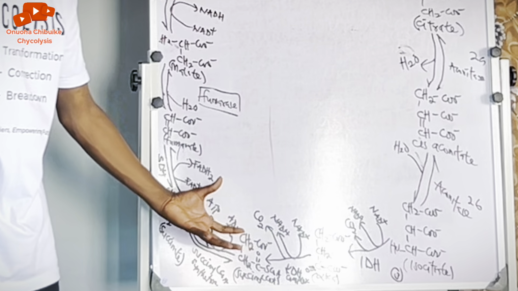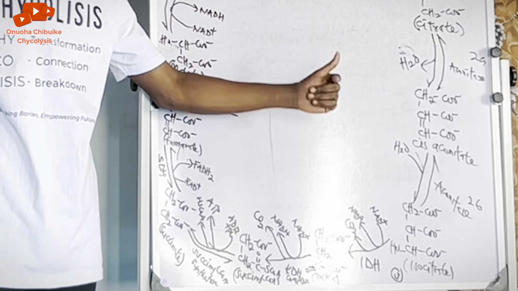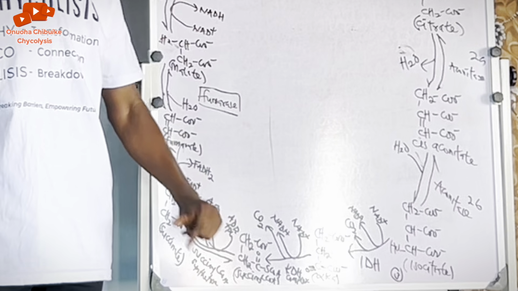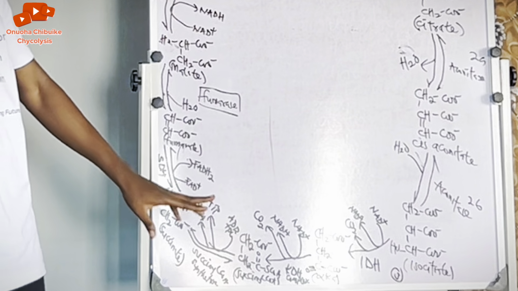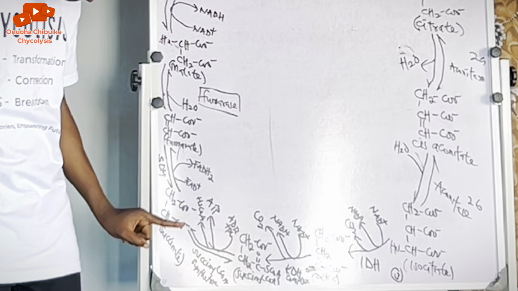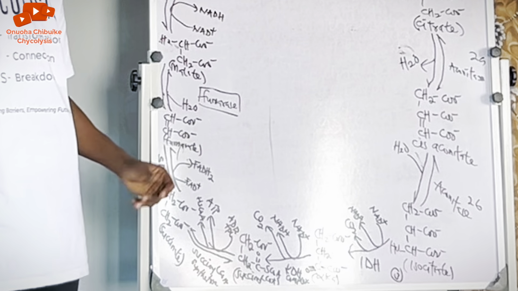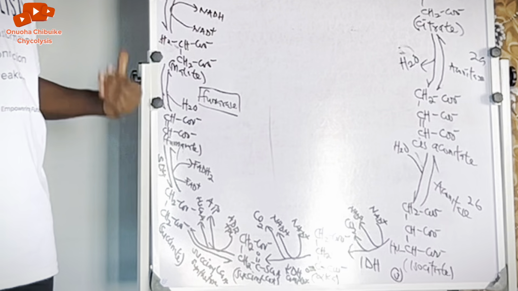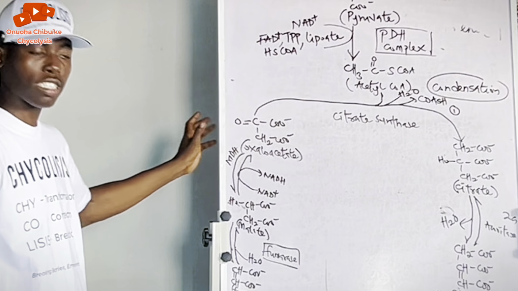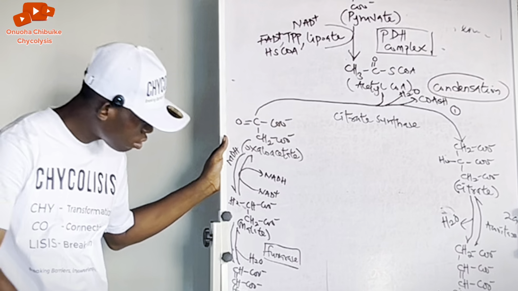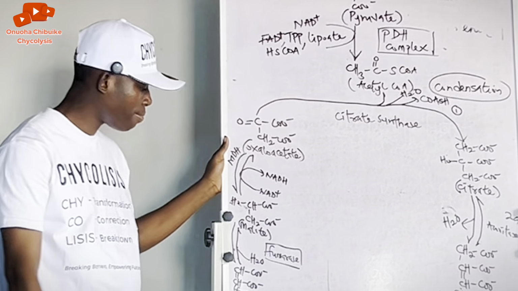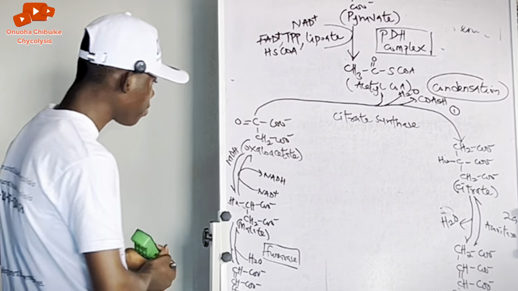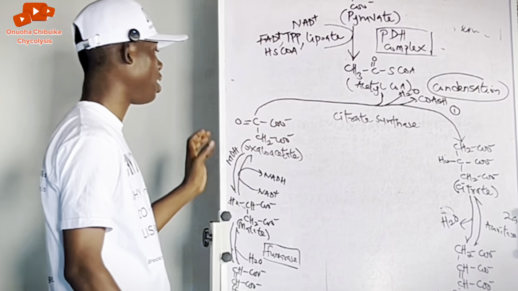dehydrogenase. Step 4, the conversion of alpha KG to succinyl-CoA by alpha KDH complex. Step 5, the conversion of succinyl-CoA to succinate by succinyl-CoA synthetase. Step 6, the conversion of succinate to fumarate by succinate dehydrogenase. Step 7, the conversion of fumarate to malate by fumarase. Then the last step, step 8, is the conversion of malate to oxaloacetate.